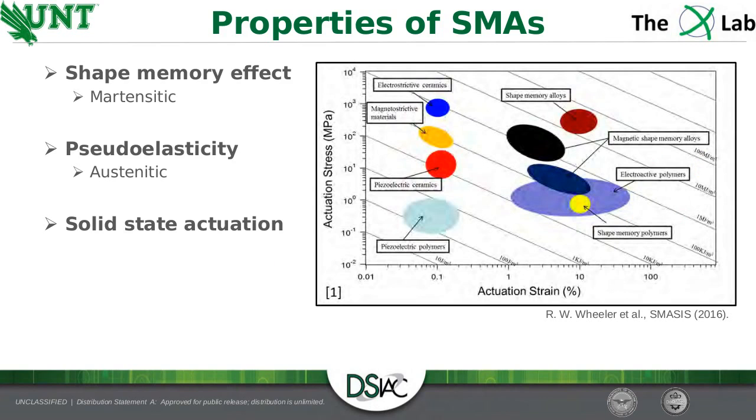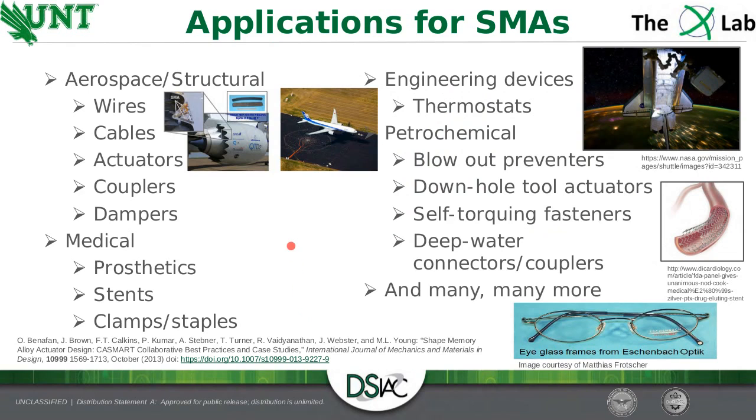This leads to a lot of different applications: aerospace and structural. This is work at Boeing, and NASA also does work like this. We've got wires, cables, actuators, couplers, dampers, and then medical devices such as prosthetics, stents, clamps, staples, those kinds of things. Engineering uses include thermostats, and cryogenic applications like refrigeration. And then also in the oil and gas industry, there are lots of different places where these may be used. That just gives you an idea of the different things you can do with them.